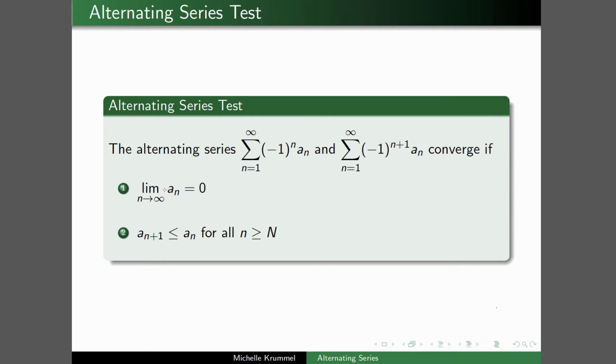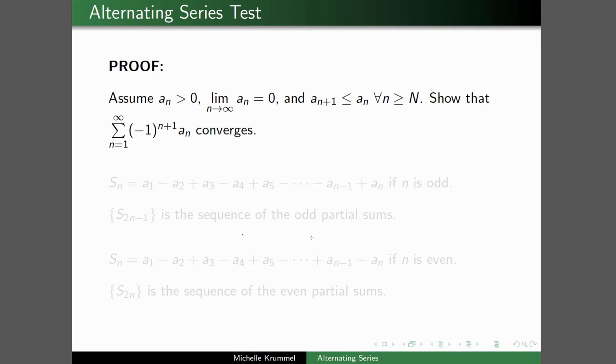First, the limit of the nth term must equal 0. And second, the n plus first term must be less than or equal to the nth term. In other words, we have a non-increasing series, and that must be true for all terms greater than or equal to some fixed starting point that we're calling here capital N.